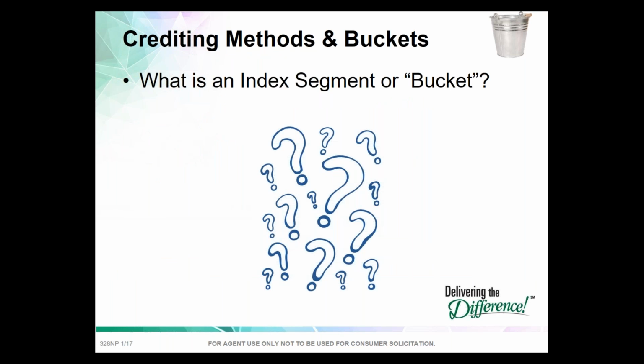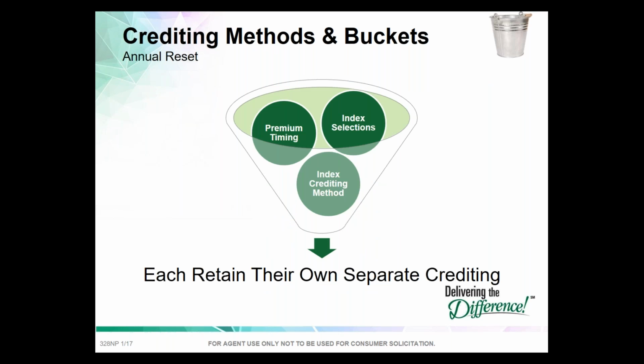So that kind of explains how the different index crediting methods are done. And then the last section here, I think that we need to talk about is the index segment or bucket. I already kind of mentioned that's the funds that are allocated toward a one-year period, but you can have multiple segments or multiple buckets for different needs. And there's really 3 different things going on here that can create additional or extra buckets.